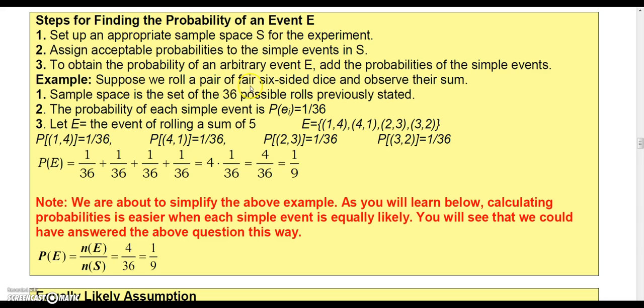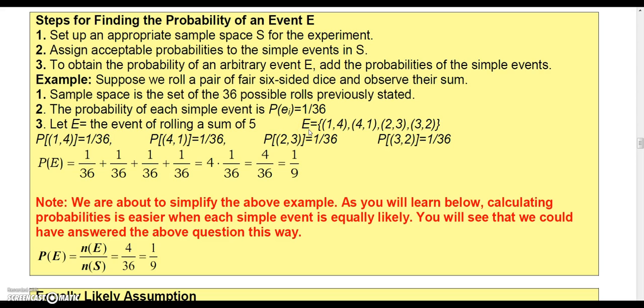So for instance, let's do one that does have the equally likely scenario in it. Suppose we roll a pair of fair six-sided dice and we want to observe their sum. Now, we'll let the sample space be the set of 36 possible rolls that I previously showed you. Now, let's assume that each event is equally likely to occur. So we'll assume that any random simple event has a probability of 1 out of 36.